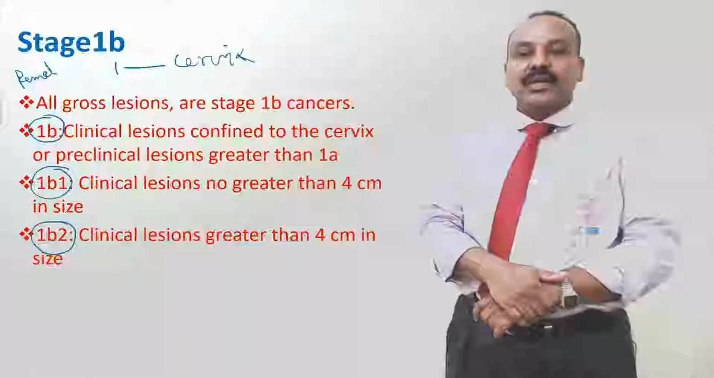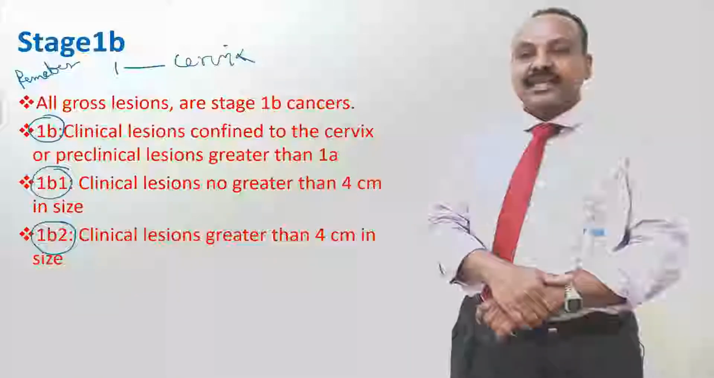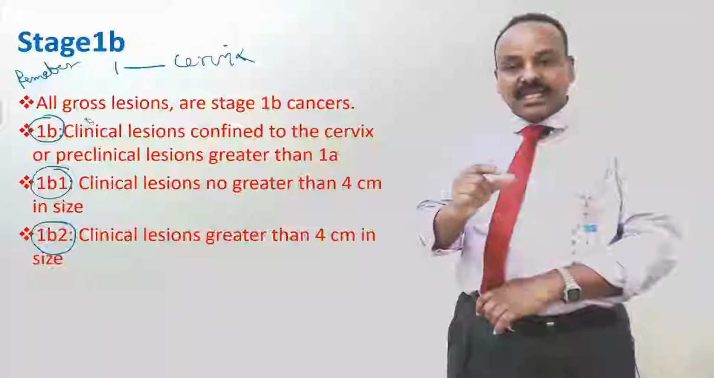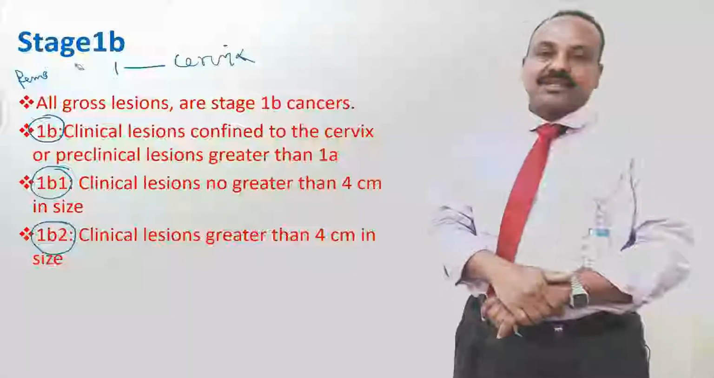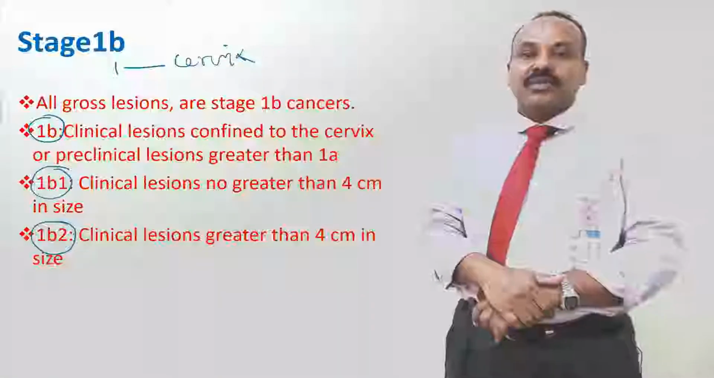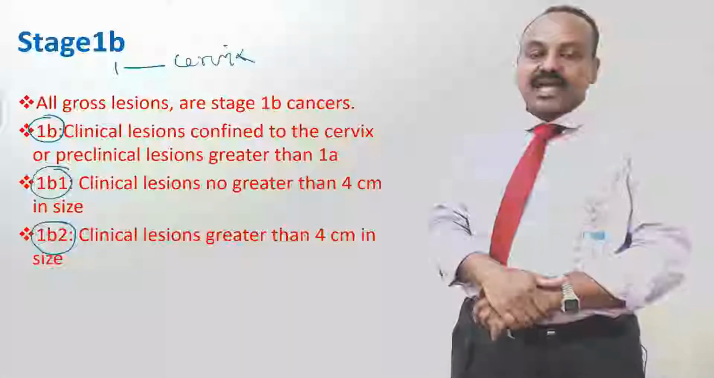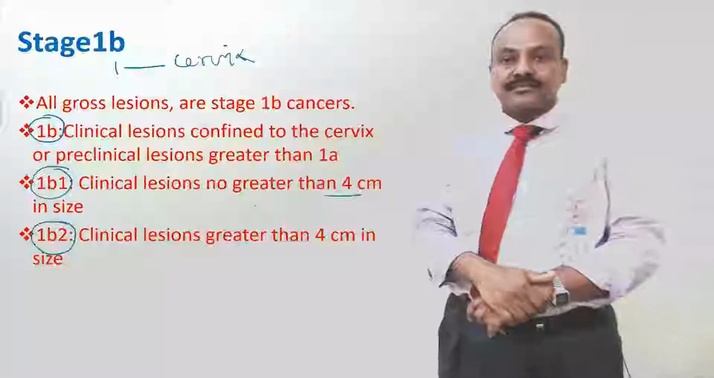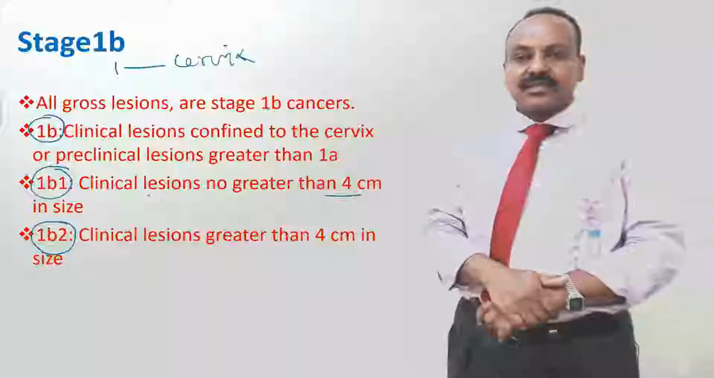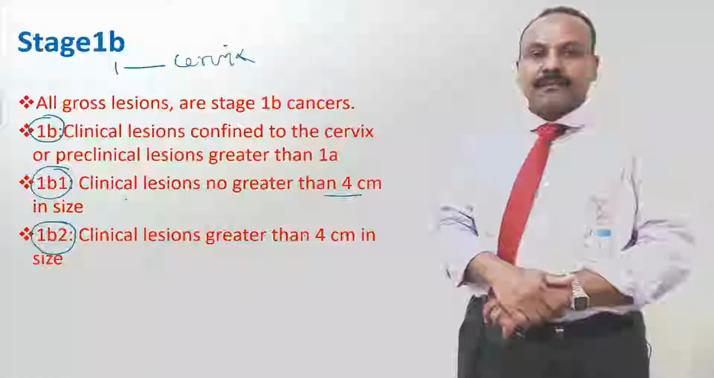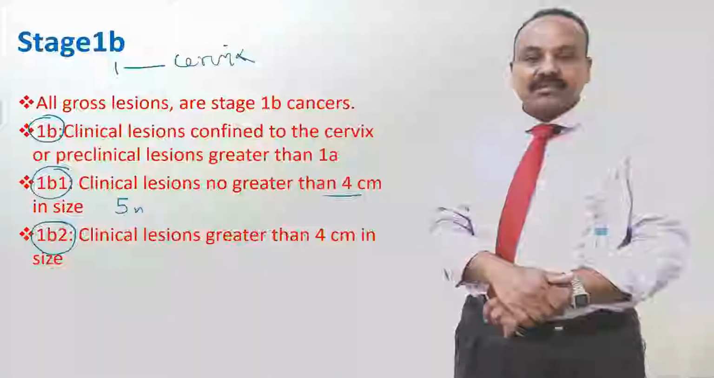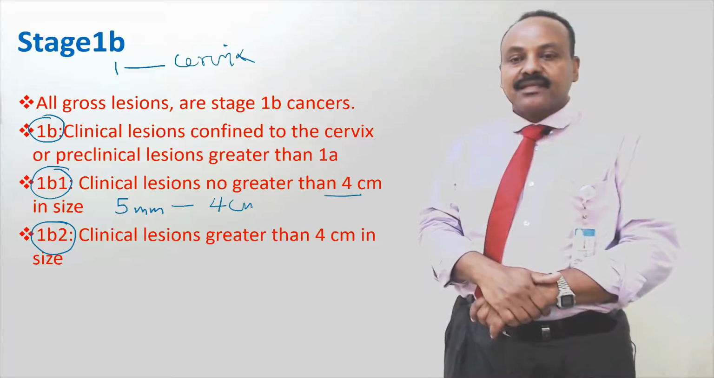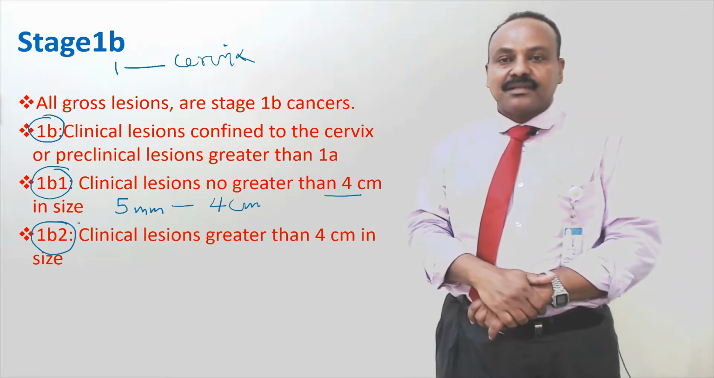Stage 1B1 is a clinical lesion not greater than 4 centimeter in size. Stage 1B2 is a clinical lesion greater than 4 centimeters. This is stage 1B1, which we describe as clinical and gross lesions. Here I show you this picture. You can see stage 1B1, 4 centimeter or smaller, and stage 1B2, larger than 4 centimeter.